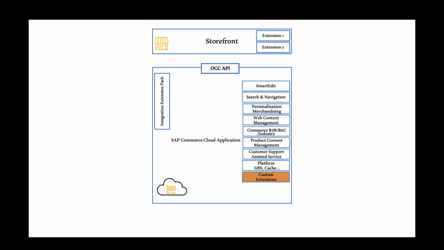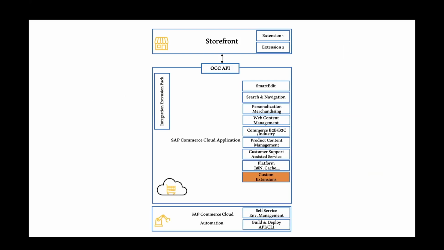By default, web content management is already covered. If I want to transfer my page-level data to my storefront, such as how it should look, what the slots are, and what the components are, OCC API already provides some endpoints which can be used directly.